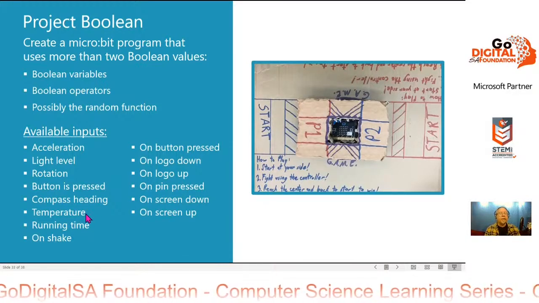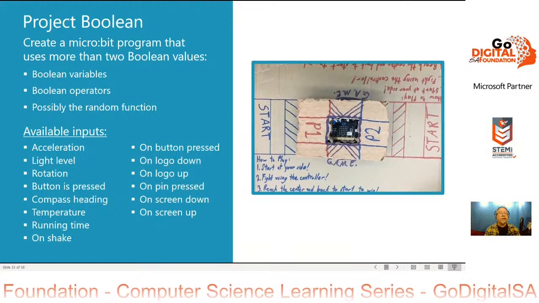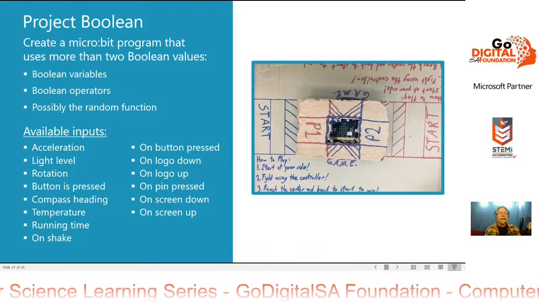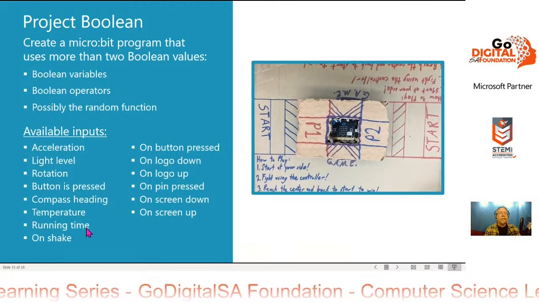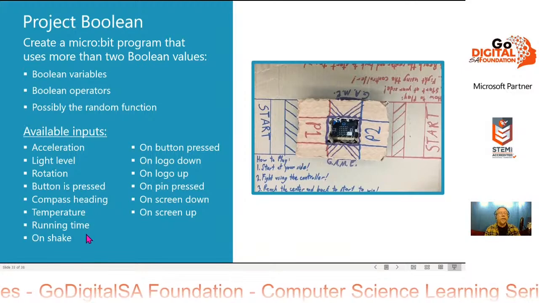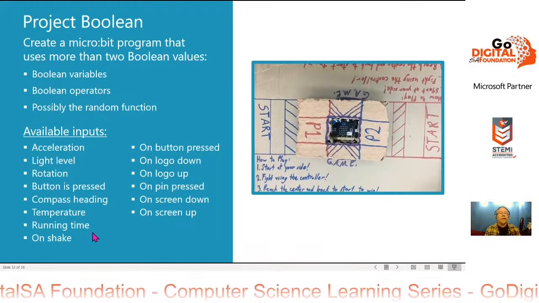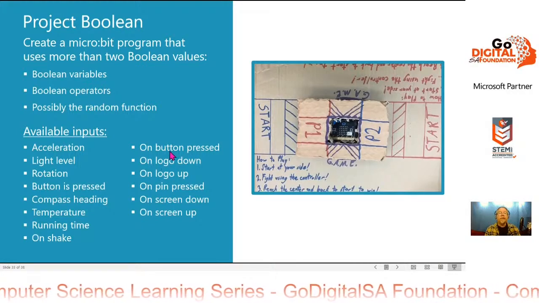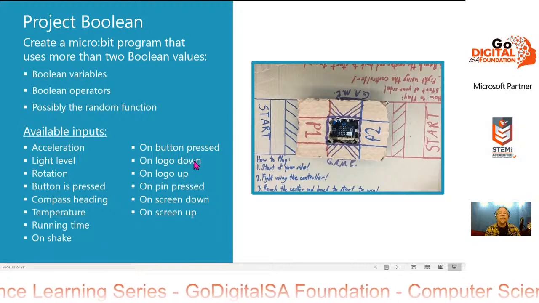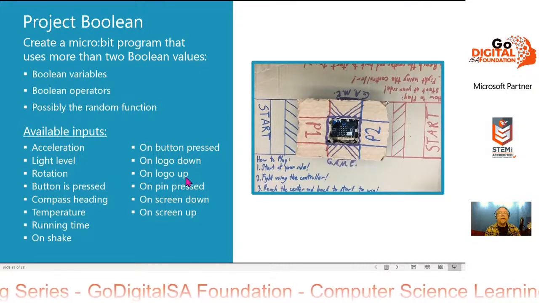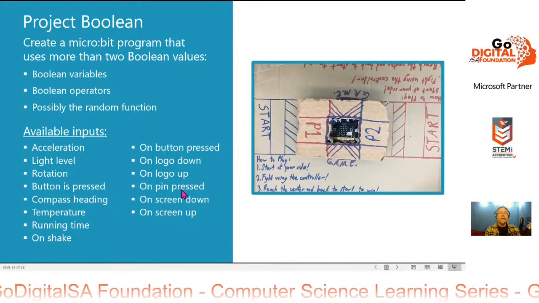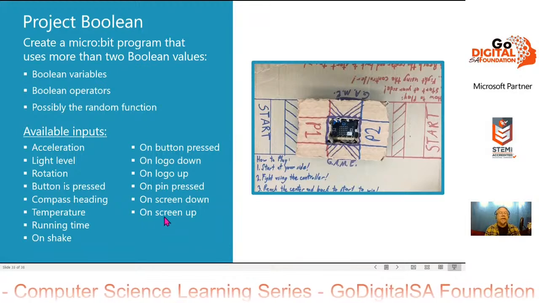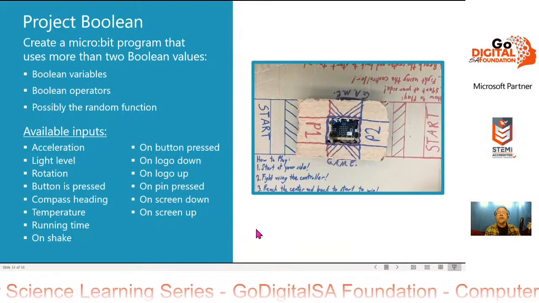Temperature, that's a number, so you can have an if where you say, if temperature is more than 20 degrees, then it's hot, otherwise it's cold. Running time is a number, so you can say, if the running time is more than 30 seconds, then you need to do something. Okay, on shake, that's Boolean, true or false. On button pressed, Boolean, true or false. Logo down is Boolean, logo up is Boolean, pin pressed is Boolean, screen down and screen up. So in each of those cases, it's either true or false.